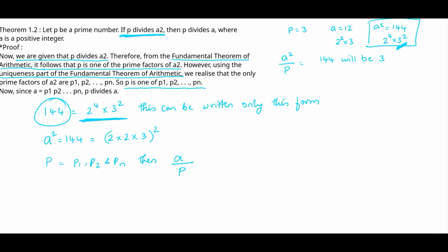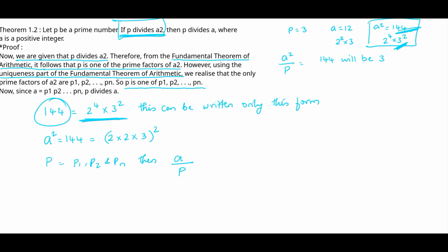Okay, if you want, I'll explain this part again. As per the theorem, if p divides a square, then by the fundamental theorem of arithmetic, p will be one of the factors of a square. So you can see in 144, 3 is one of the factors of a square.